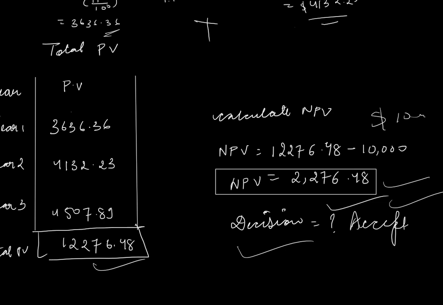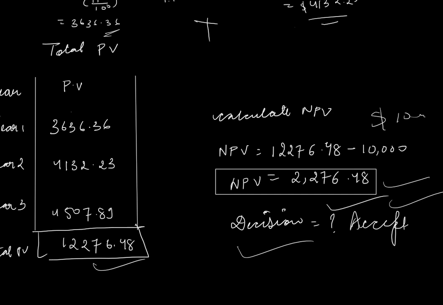Now, if I talk about the advantages of the NPV method, it considers the time value of money, and it also considers all cash flows. It also considers wealth creation and long-term profitability. But NPV also has some limitations, like cash flow estimates may not always be correct, and selecting the wrong discount rate may produce misleading results. The calculations are also comparatively more complex.